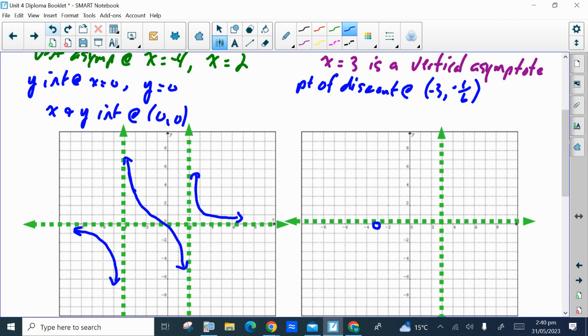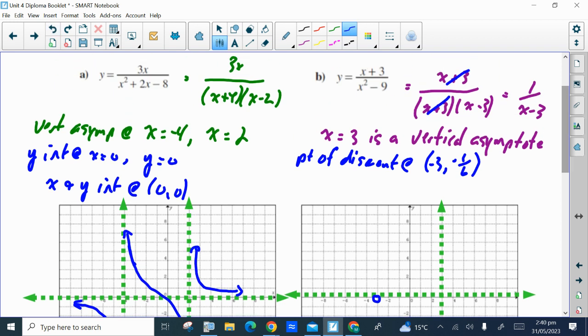this graph will not have an x-intercept because the simplified equation is 1 over x minus 3. You can't make the function equal 0. A rational function only equals 0 when the top equals 0. And you've got 1 over x minus 3. The numerator is a constant. Also, if you look at the original equation, y would equal 0 when x equals negative 3, when the top equals 0. But we already know what happens at negative 3. There's a point of discontinuity there. So there is no x-intercept.